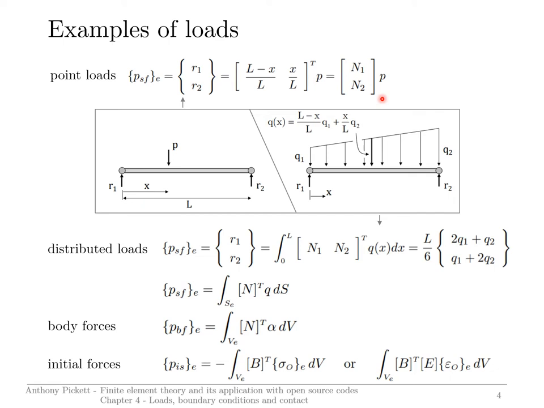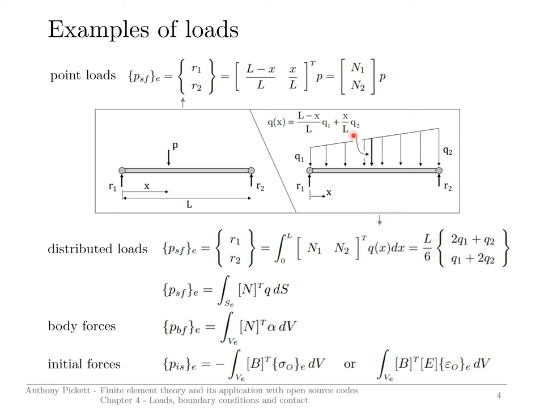for these equivalent applied nodal forces. If we have a distributed load, as shown in this diagram, and I made it a little bit more interesting by having Q1 at this end and Q2 at this end for different magnitudes of distributed load, the value of the distributed load at any particular point would be given by this equation here. So again, we're using the shape functions, but in this instance, we're just using them to find a particular value at any particular position x.